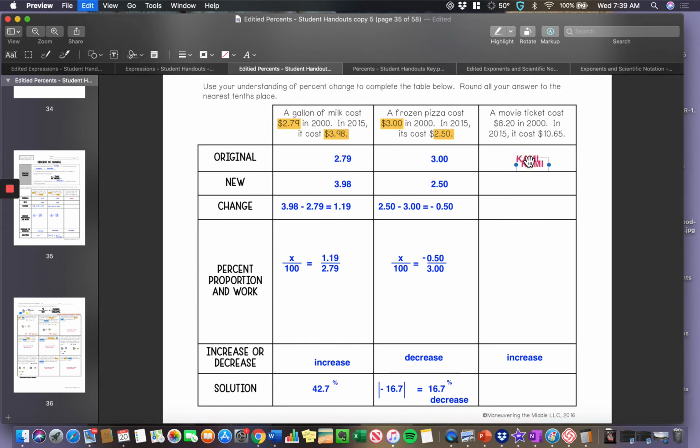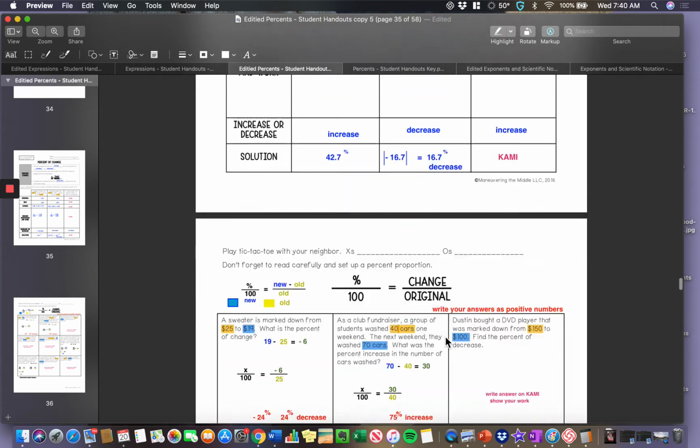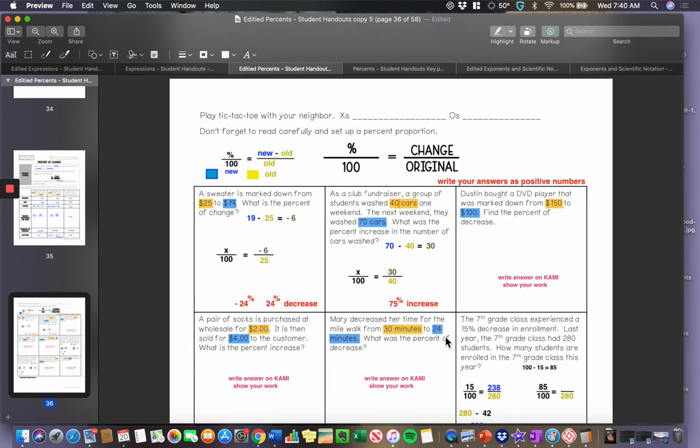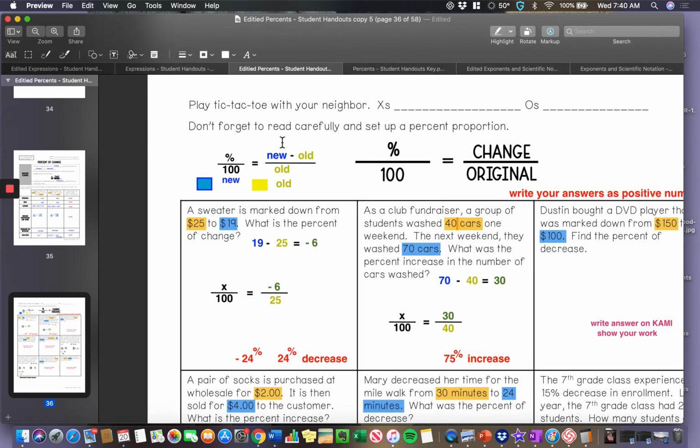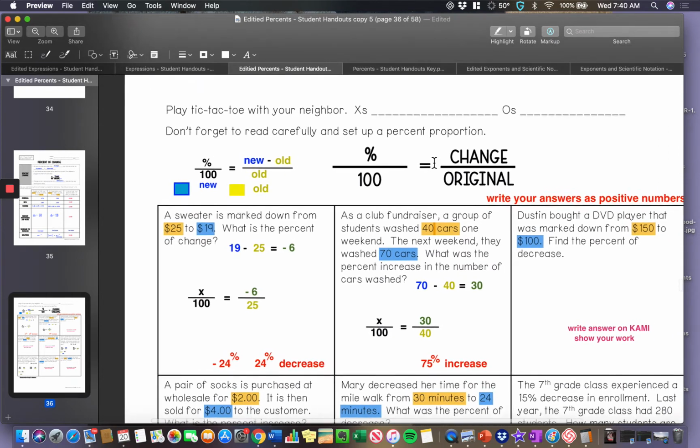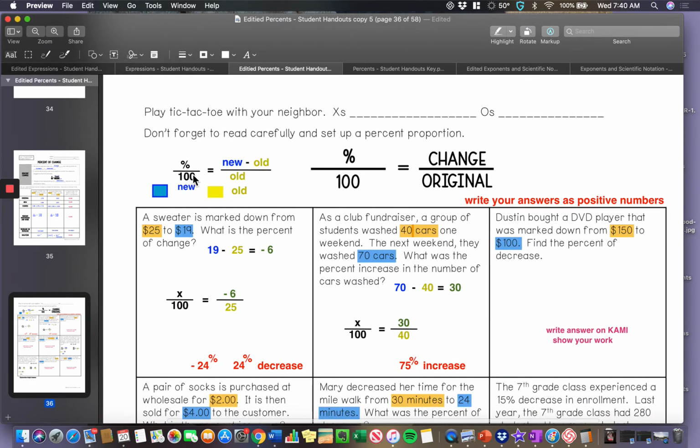All right, so all of these will be written on your packet or on your digital worksheet. On the opposite page, when you flip it over, we're not going to be playing tic-tac-toe. We don't have partners, right? But we are not going to forget to carefully set up our percent proportion. So over here, I wrote the percent proportion in another way.